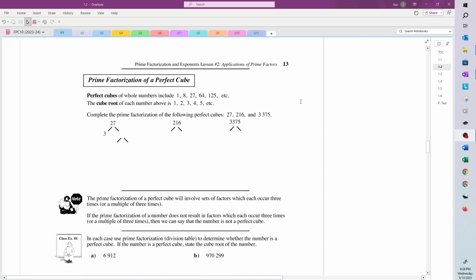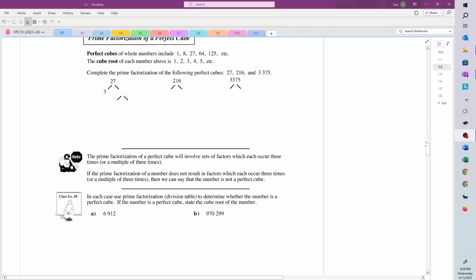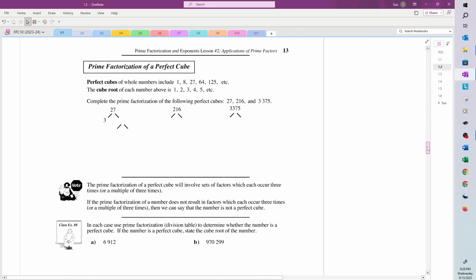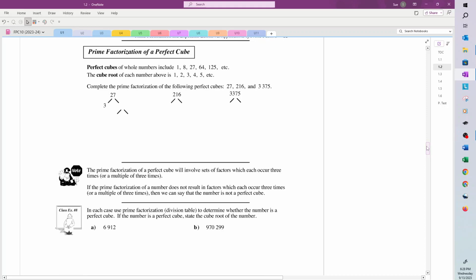Perfect cubes, it's actually very similar. It's just that you need to have things in groups of 3 for things to be a perfect cube. So let's do the prime factorization of these perfect cubes. So 27 is 3 times 9, which is 3 times 3. So 27 equals 3 cubed.